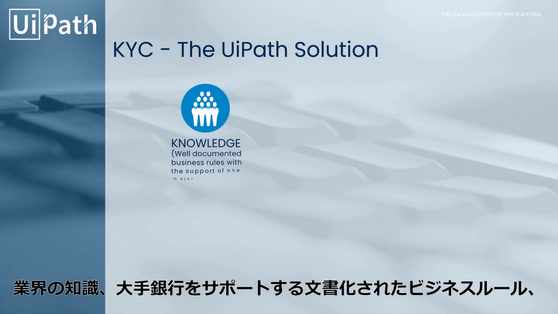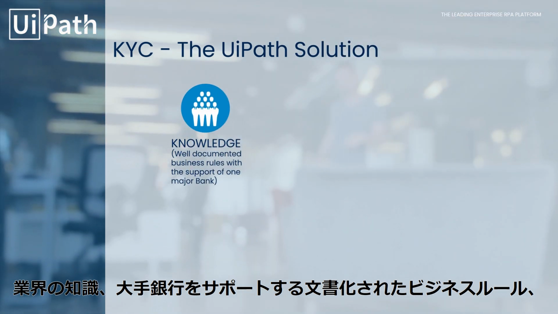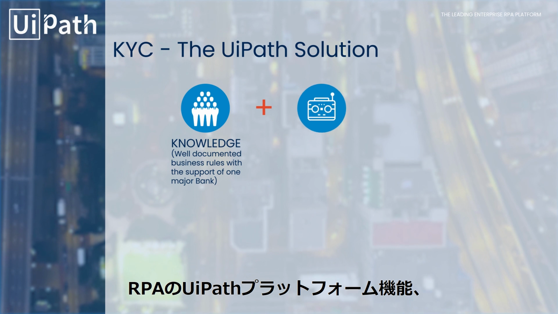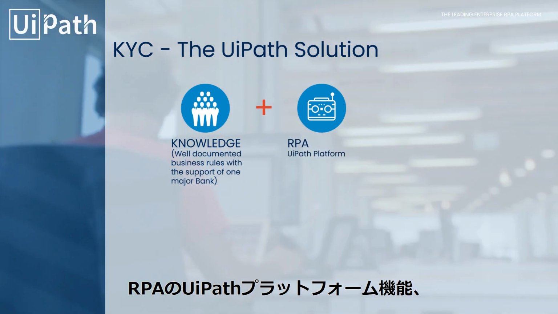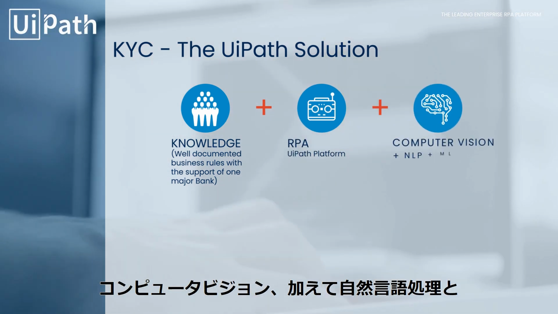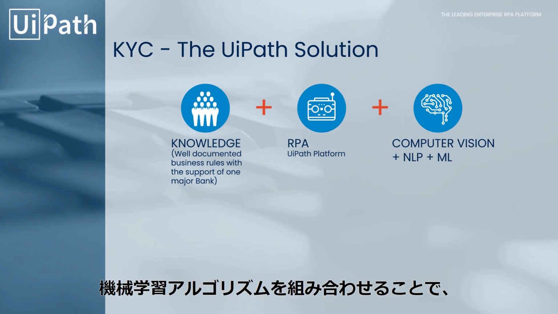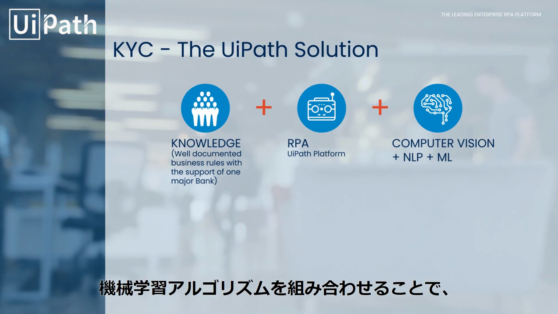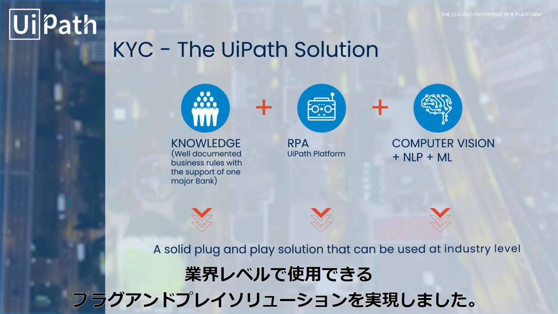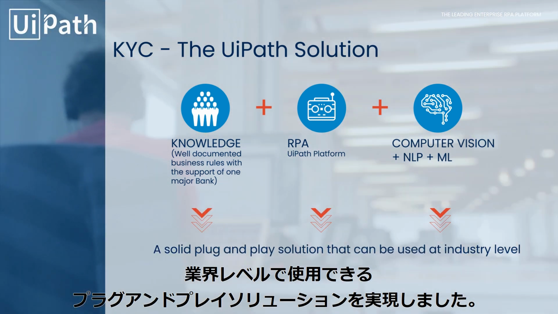Combining industry knowledge, well-documented business rules with the support of one major bank, with RPA UiPath platform functionalities and computer vision plus NLP plus ML, natural language processing and machine learning algorithms, we obtained a solid plug-and-play solution that can be used at industry level.